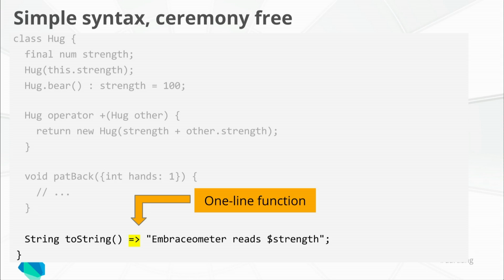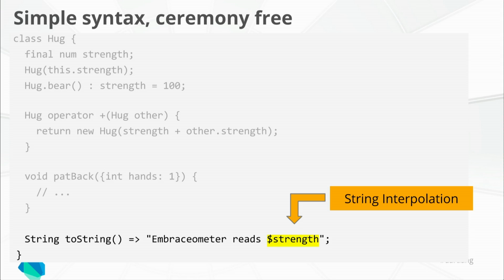Some of my other favorite features here: fat arrow syntax for your simple one-line functions. This is just syntactic sugar for curly brace, return, expression, curly brace. Dart uses one-line functions a lot, especially in inline anonymous functions, so they're really useful there. And finally, string interpolation, a very simple way to build up strings based on variables or expressions.